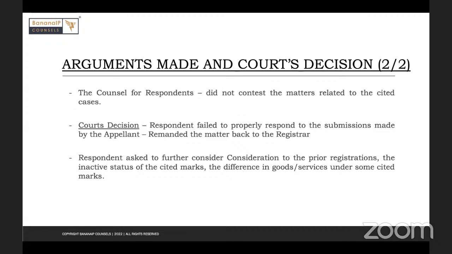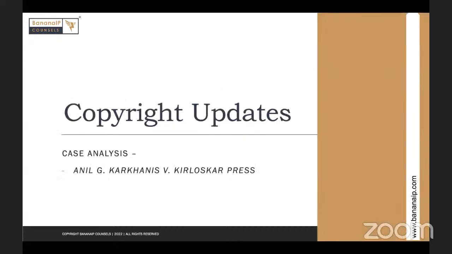The court further asked the respondent to consider the material evidence that had been submitted by the applicant, that is the prior registrations, the inactive status of the cited marks, and the difference in goods and services under some of the cited marks.